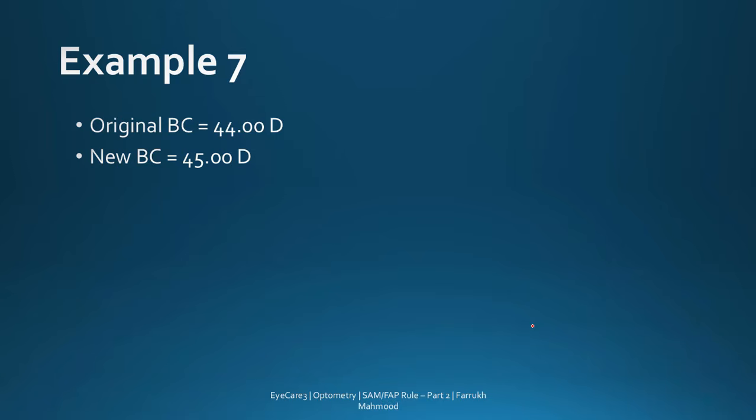Coming to example number 7. Original base curve is 44 and the new base curve is 45. Again the value in diopter is increased. That means the lens is steeper. So how much value do we have to add? That is the difference, 45 minus 44, that will be 1 diopter. So we will add minus 1 diopter. So if contact lens power is plus 5, adding minus 1 will give you plus 4.